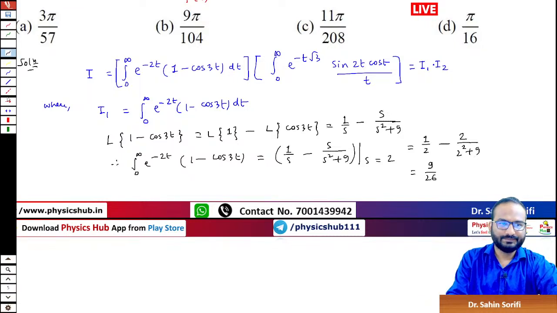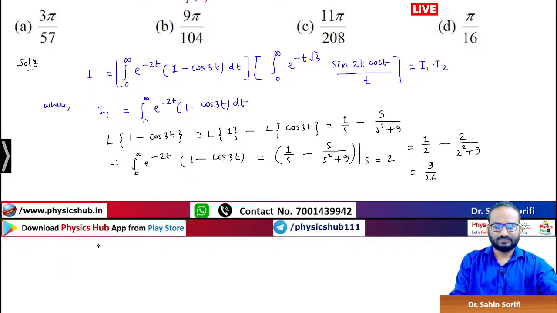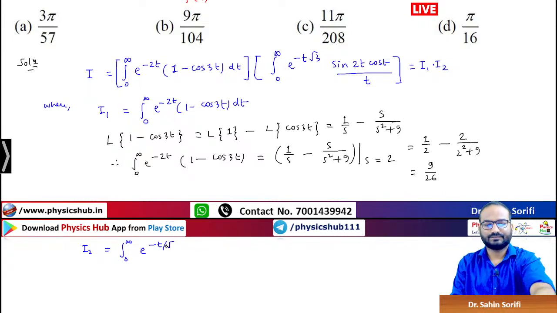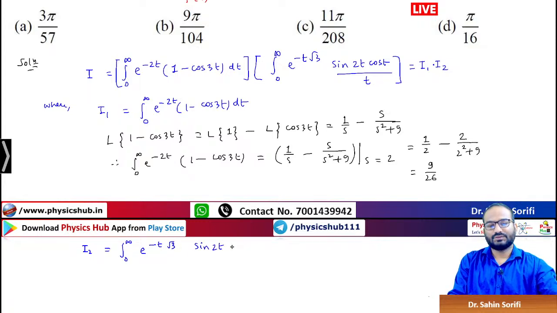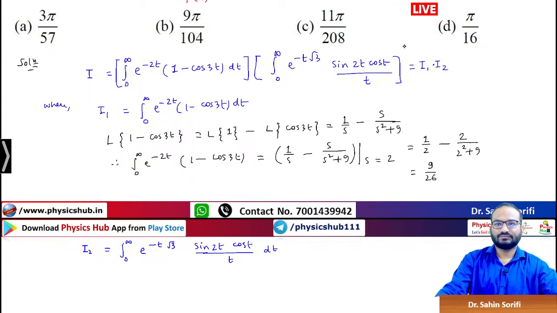Let's go for the second integral, I2. The integral from 0 to infinity of e to the power minus t root 3 sin 2t cos t divided by t, then dt was missing here. Okay, dt has been taken here. We missed dt here.